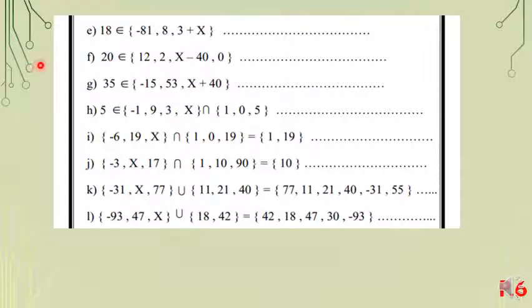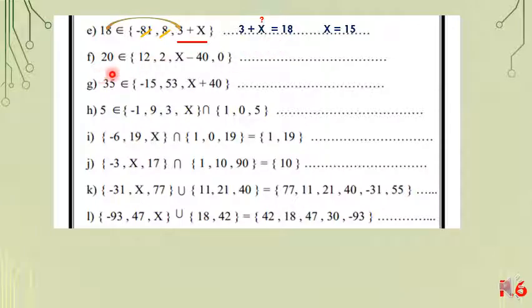Listed in page 6, letter E. 18 belongs to the set which has negative 81, 8, 3 plus x. So I must find 18 in this set. Can it be negative 81? No. Can it be 8? Of course not. So what's left? 3 plus x. 3 plus x equals 18. Now, what plus 3 will give me 18? If I think and I calculate it with my mind, x will be 15, because 3 plus 15 equals 18.